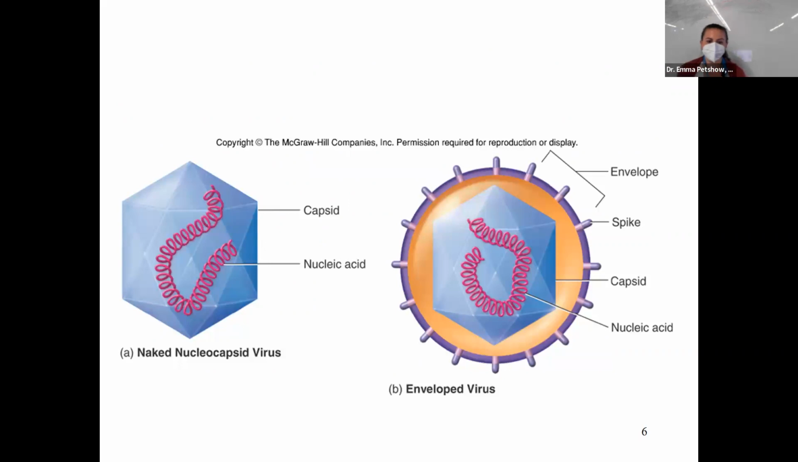So here's an example of what I'm talking about. Capsid, nucleic acid. This is a naked one versus this is an enveloped virus. Okay, enveloped viruses, what do we think? If the virus is enveloped, what's it going to be able to do better? Evade the immune system. It has an extra thing around it that protects it, right?